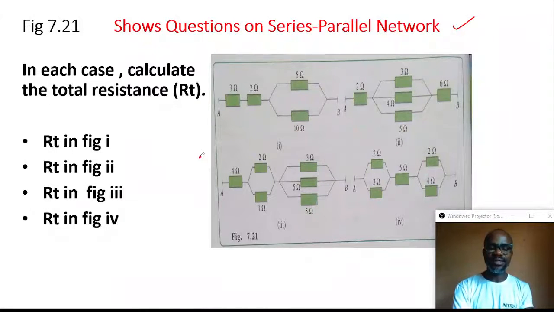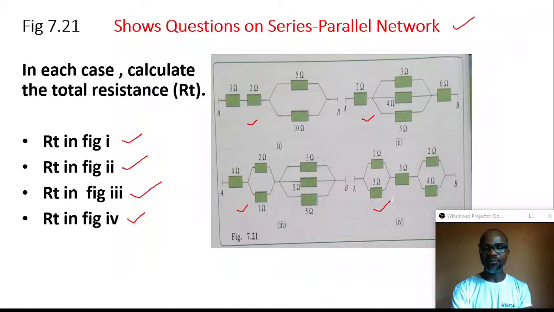The total resistance RT in figure 1. We're going to do the same in figure 2, and then figure 3, and finally figure 4 respectively. This is figure 1, this is figure 2, this is figure 3, and finally this is figure 4. In each case, we are expected to calculate the total resistance, that is RT. So let's quickly delve into that.